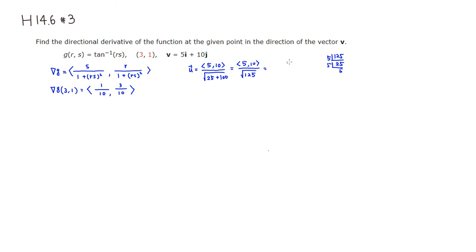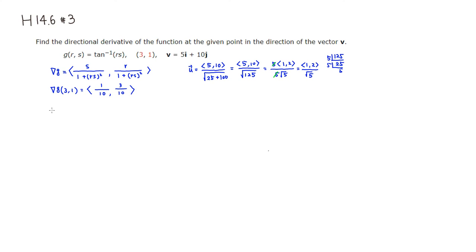So these have 5 in common, so pull out 5, so it's going to be (1, 2). And then here, 125 is 5 square root of 5. So we can cancel the 5 on top and the 5 on the bottom. So we end up with (1, 2) over square root of 5.